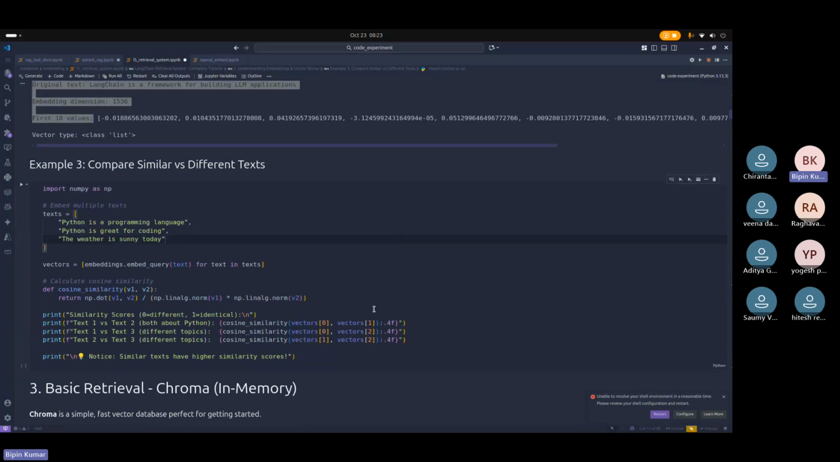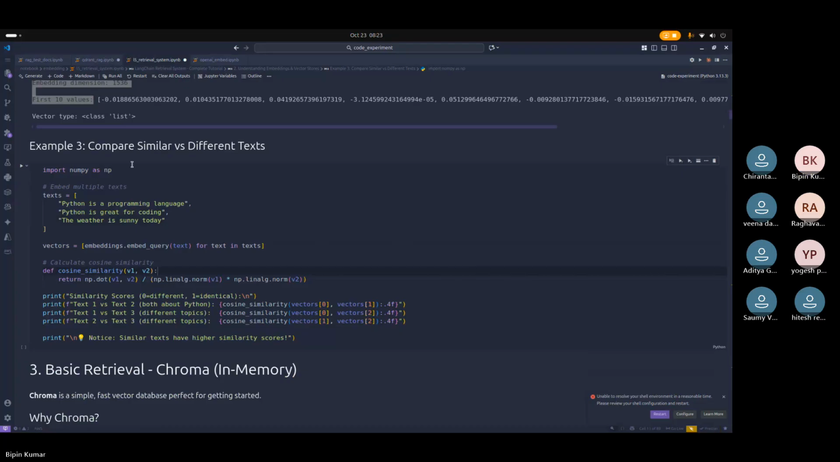Now let's compare similar versus different texts. For example, I have taken 3 texts: Python is a programming language, Python is great for coding, and the weather is sunny today. For each text, I have calculated the embedding and stored it in a vectors variable.